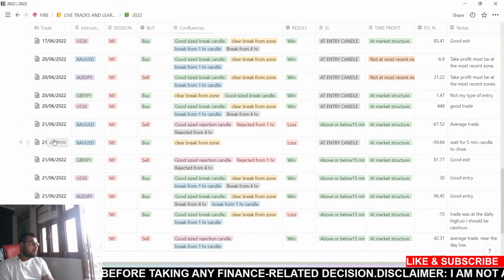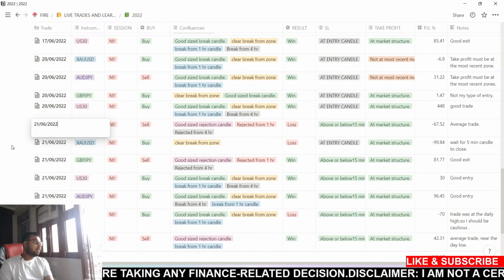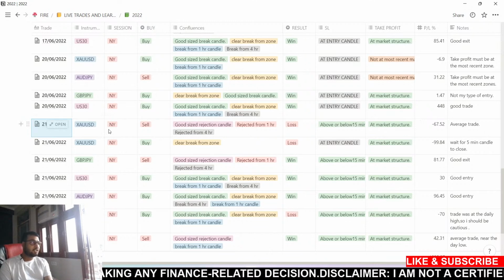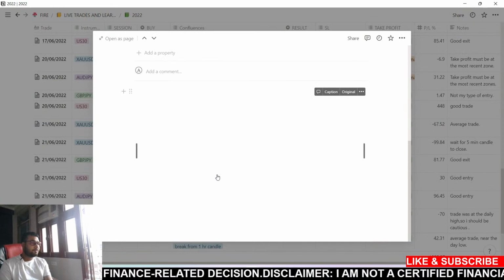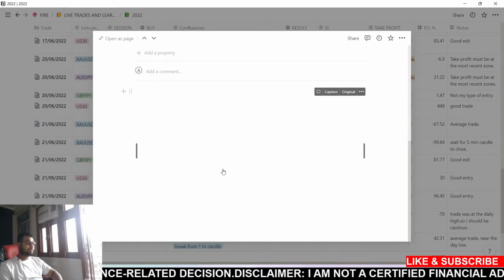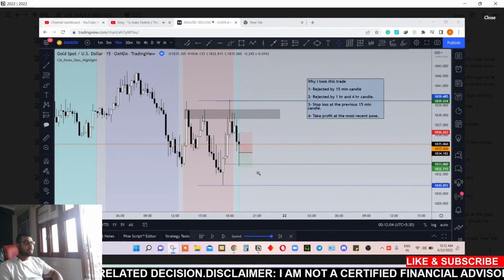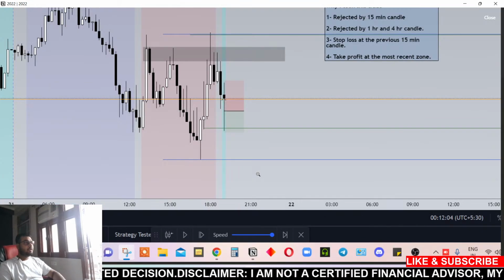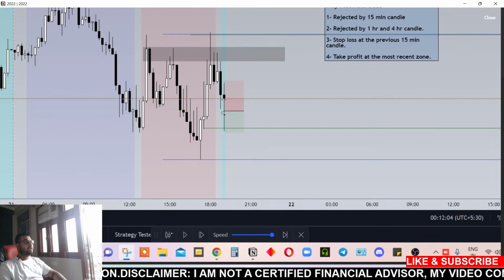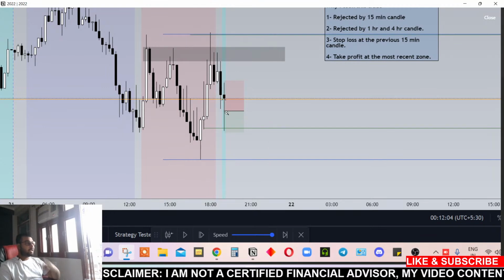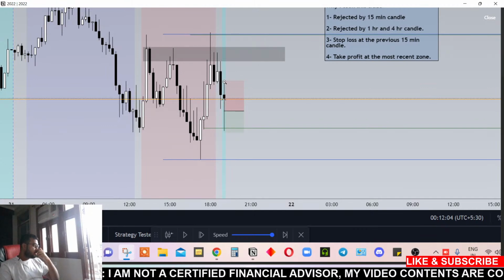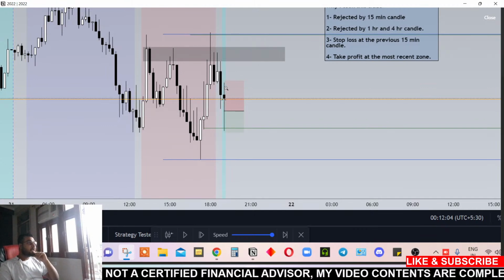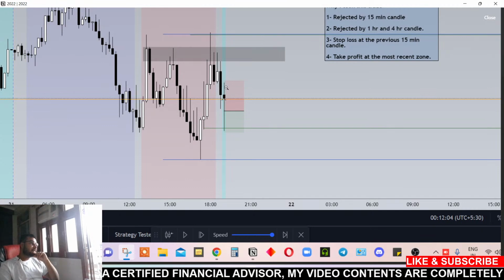If you look at the users at 20, this $57 loss. Let's look at it. See, I took the entry at this area. I placed my stop loss on this running candle. Okay, I placed the stop loss on this running candle.